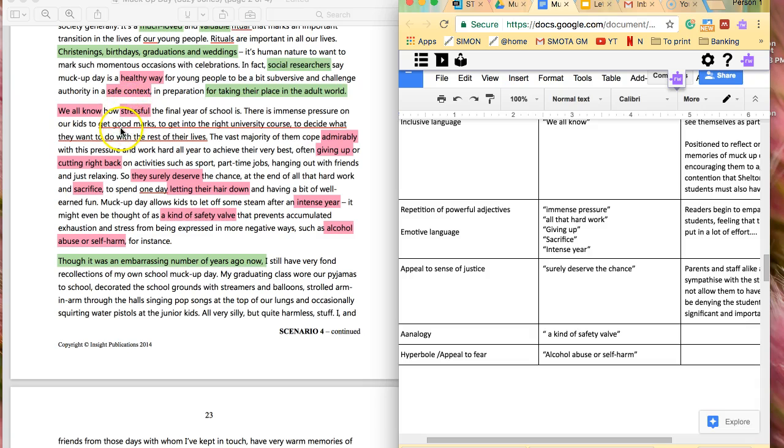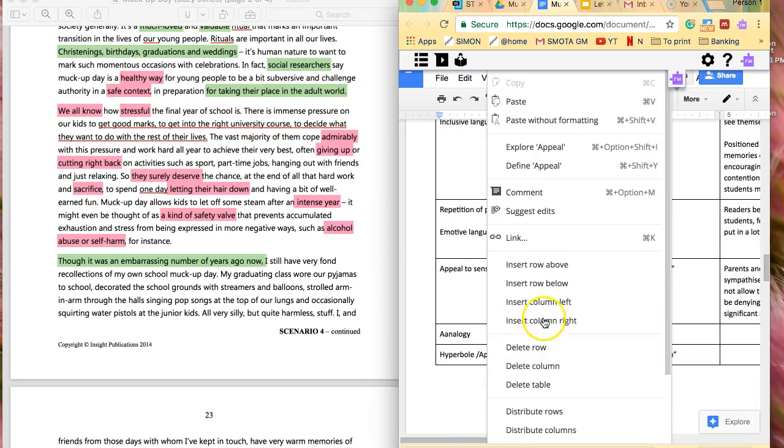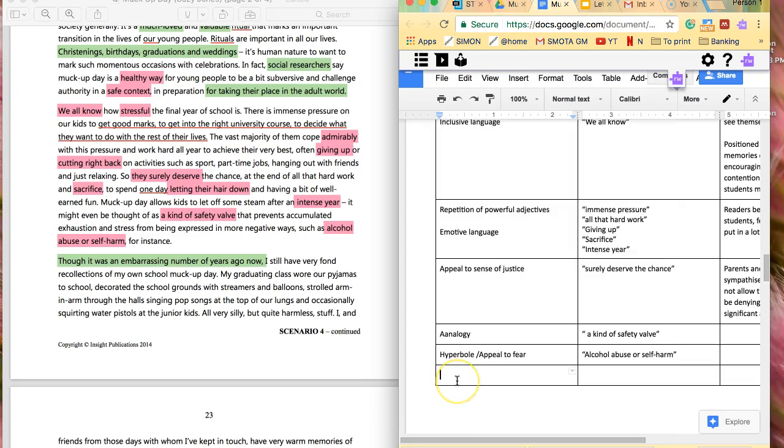Now, I've also underlined this up here. It says, get good marks, get into the right university course to decide what they want to do with the rest of their lives. And what that is an example of is listing. And get good marks.